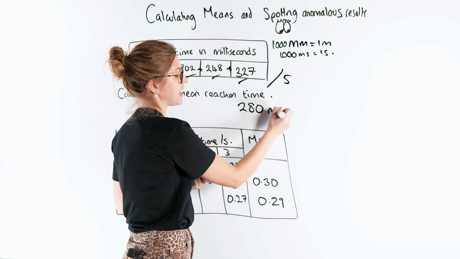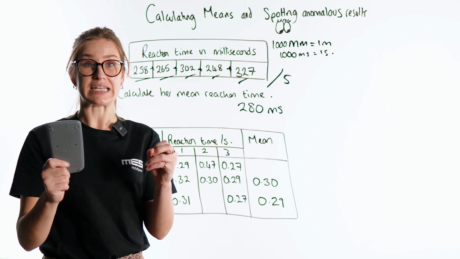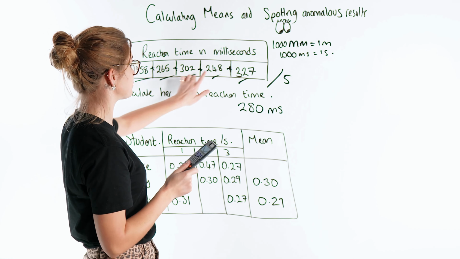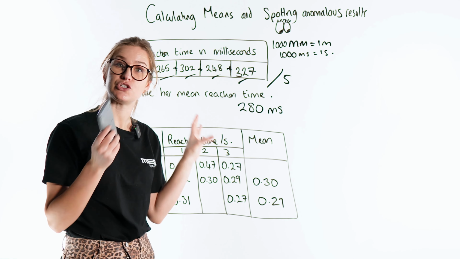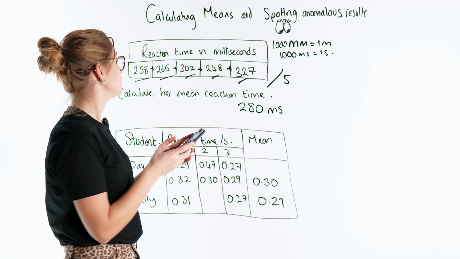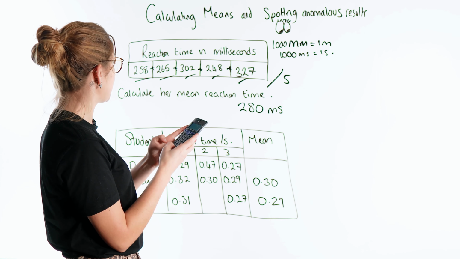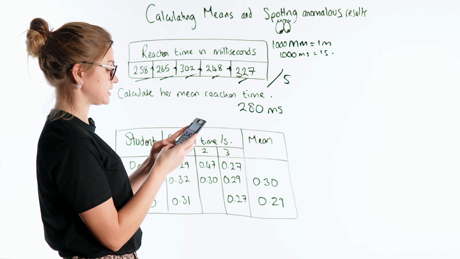Now again, I know you might think it's a bit long, but please repeat it. The amount of times that people type the wrong number in their calculator is shocking. So just slow yourself down and do it again. This is a beautiful mark. So what we're going to do is 258, add 265, add 302, add 248, add 327, and then we're dividing by 5. I just did it 5 times to get 280.